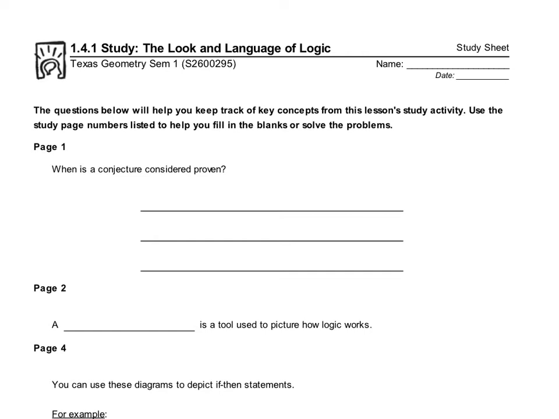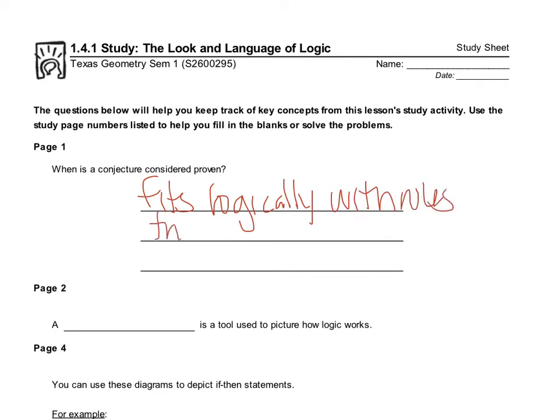They're considered to be proven when it fits logically with rules that everyone knows to be true. So whenever a conjecture or a theory fits logically with rules that everyone knows to be true, then we know that the conjecture is also true.